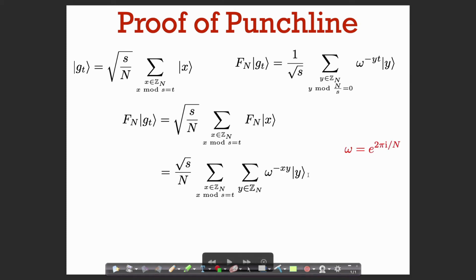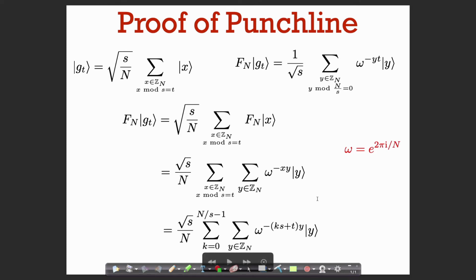So now we plug that in here. This is the xth column of the Fourier transform. It's just the sum over all y, omega to the minus x times y, ket y. And again, omega here is our primitive nth root of unity. It's just e to the 2 pi i divided by n. Okay, good.